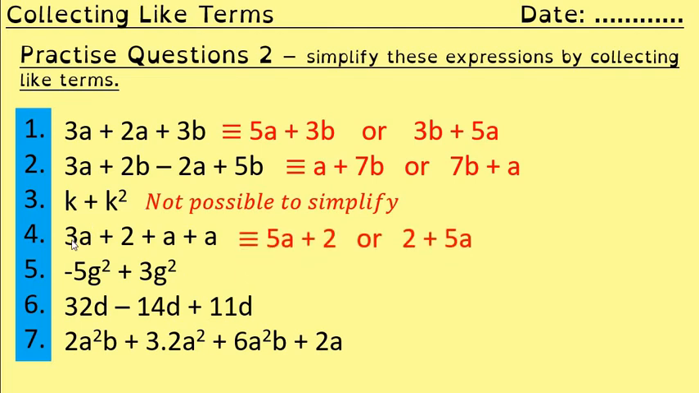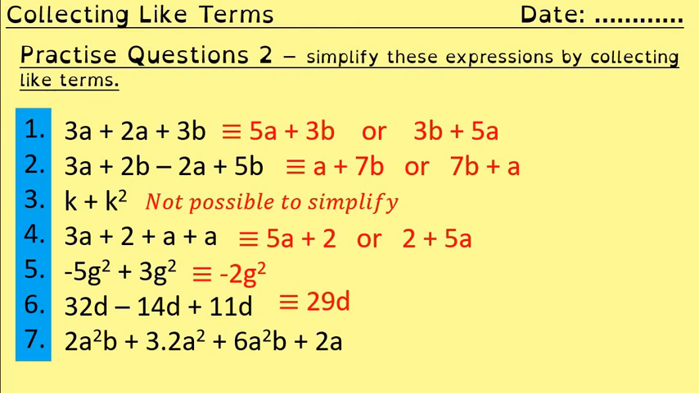In the next one, positive 3a, positive a, positive 8 are all like terms that collect together to 5a, and then the positive 2 cannot be collected, so we get plus 2, and the other option is here. The next one collects together to one single term because we have two like terms. So negative 5g squared plus 3g squared is negative 2g squared. Then again we have three like terms in question 6, and they can all be collected to 29d.